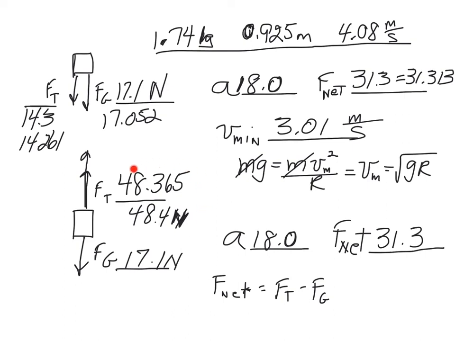And just to think about the physics, is this right? Well, yes, the tension force is doing two things. It's holding the bucket up, so it's supplying this, plus it's accelerating the bucket in the circle. So these two should add together to give me 48.4 newtons.